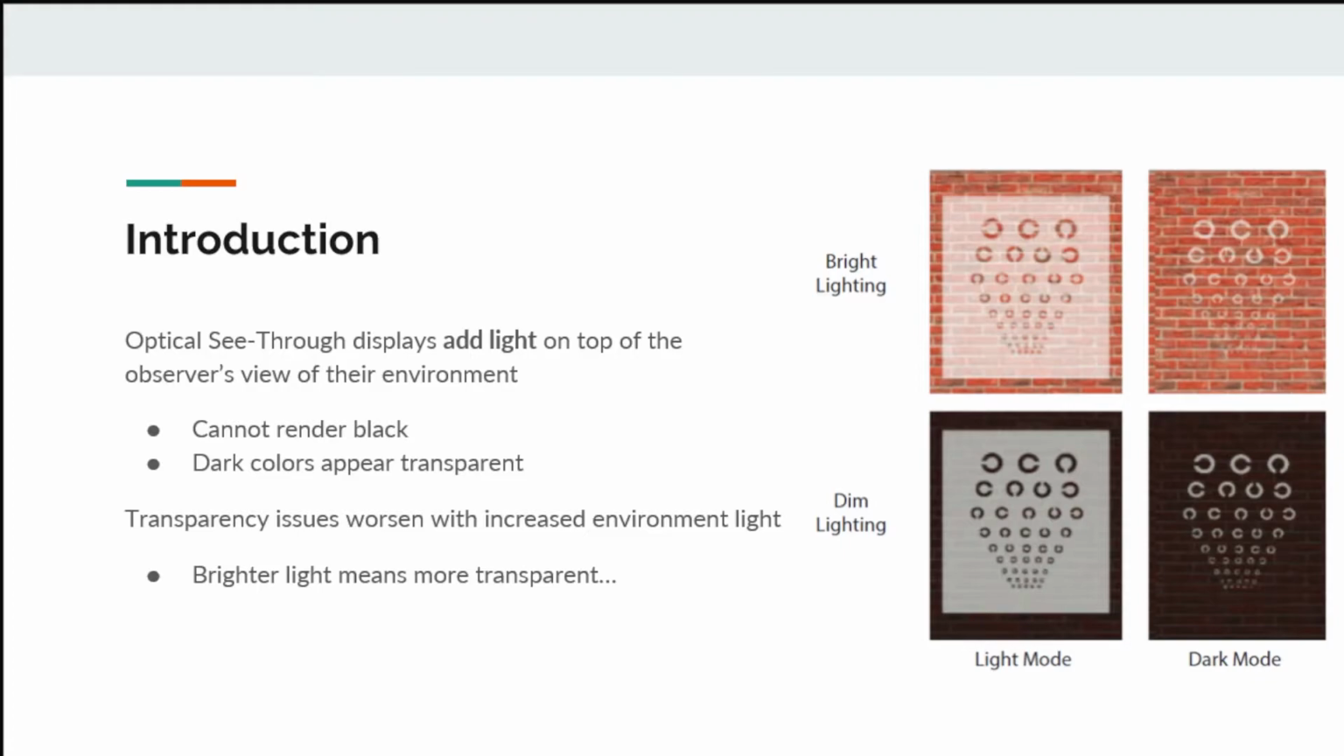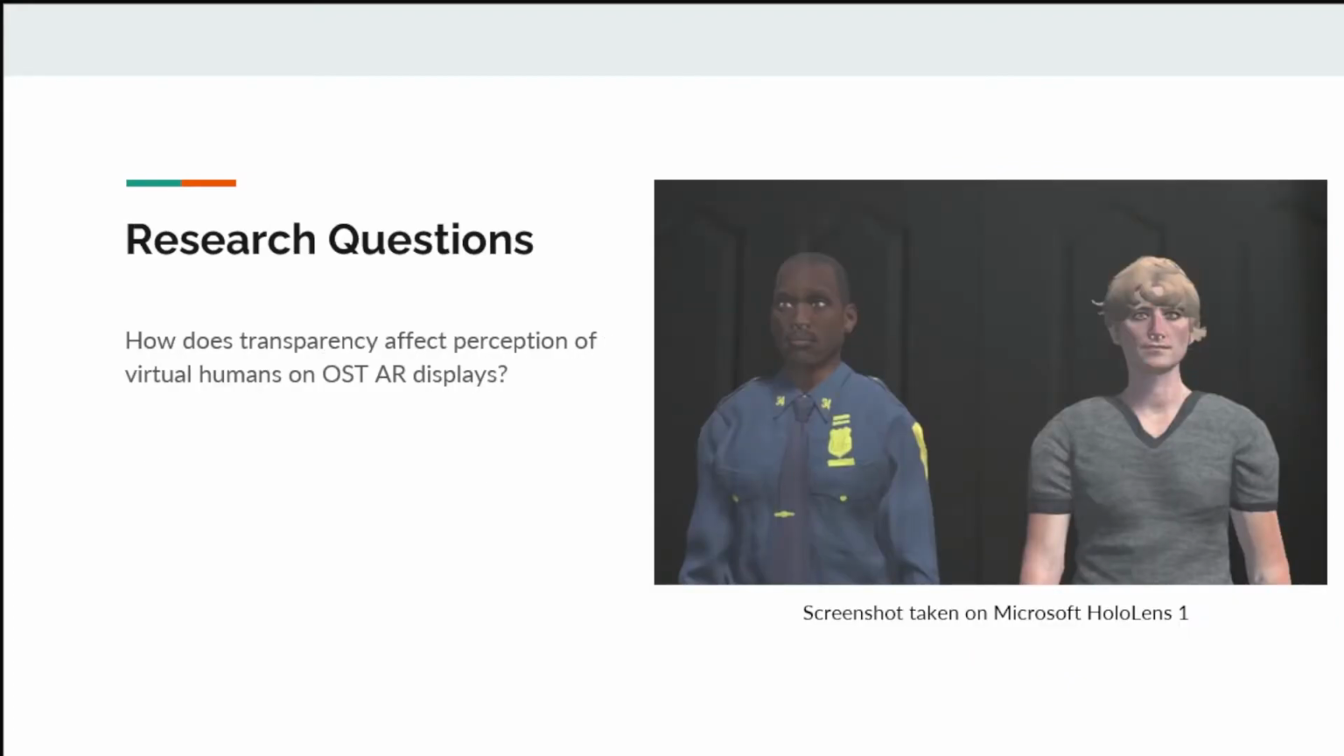For example, we have an entire session at this conference dedicated to virtual humans and agents, and these virtual humans can be comprised of many different colors depending on factors such as their skin tone, clothing, and virtual lighting. This led us to the research question that motivated our current work. How does perceived transparency affect user perception of virtual humans shown on optical see-through augmented reality displays?